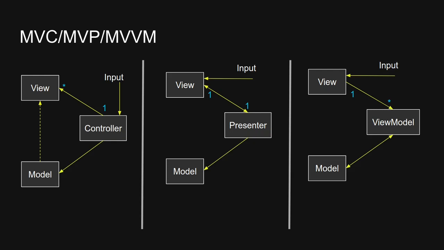In the third diagram, we have Model View ViewModel. In the case of MVVM, the view is observing many view models at a time. It can observe a single view model also, but it can observe multiple view models too. In this case, the input is given to the view, and then this input is passed to the respective view model. The view model then calls the model and then updates itself.